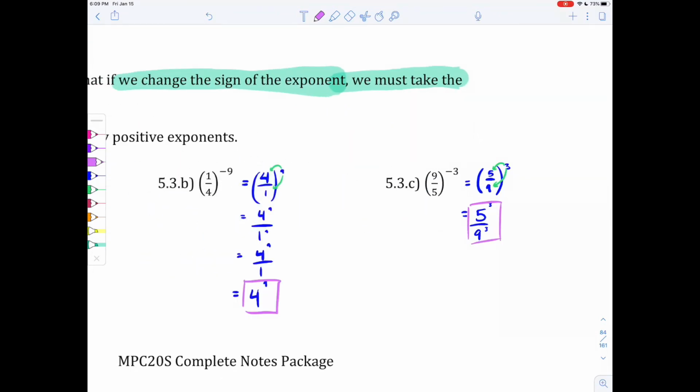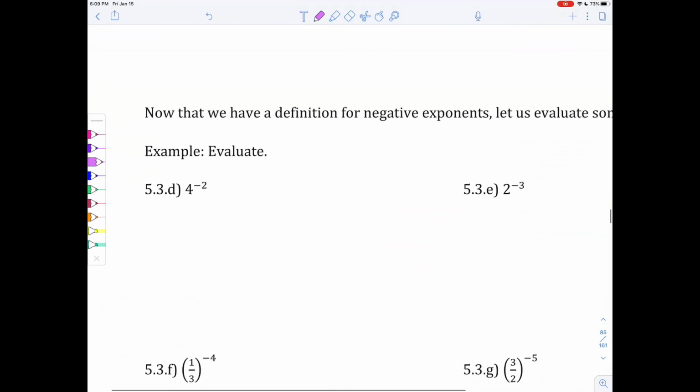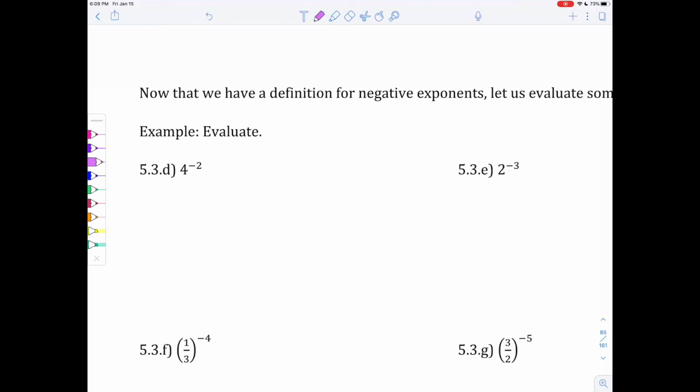Now that we can express negative exponents positively, we can also evaluate expressions that have negative exponents. To evaluate is to find the value, either as a decimal representation or as a fraction.